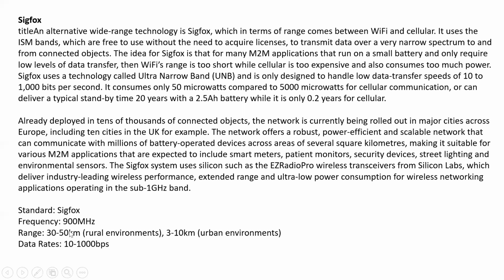Here, as you can see, are various parameters of Sigfox. The frequency at which it operates is 900 megahertz, and the range we can obtain is 30 to 50 kilometers in a rural environment, and 3 to 10 kilometers in an urban environment. It depends on the density. Data rates are from 10 to 1000 bits per second. This is what you have to remember about Sigfox.